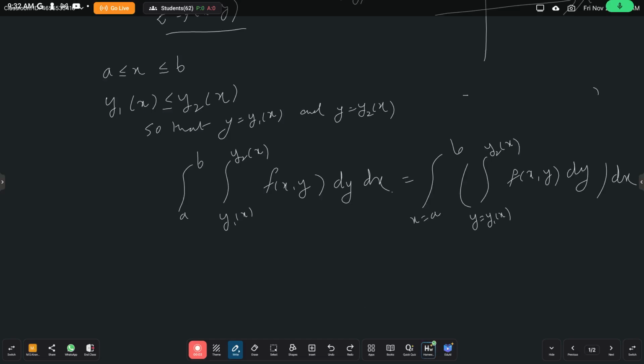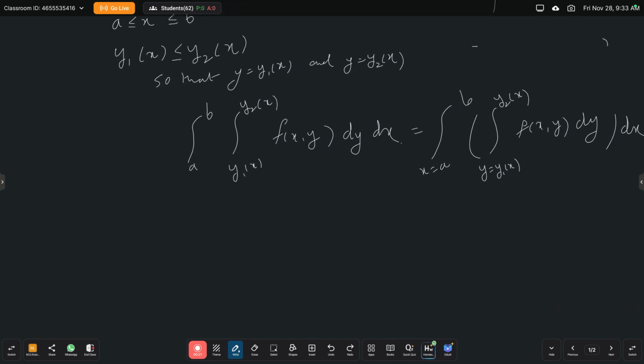So the double integrations are calculated for x from a to b, and y from y1 of x to y2 of x. So the double integral is written with one limit from a to b, the other from y1 of x to y2 of x, of f of x comma y dy dx. Here first with respect to y, next with respect to x. How can we define this integration by using a curve?